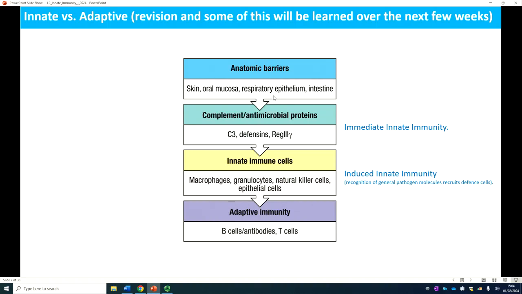So if we look at the innate and the adaptive immune response, you'll be familiar with what we talked about on Monday. We have our anatomical barriers, so we have our skin, our mucosa. Should that fail, we have the immediate innate immunity. So this is our antimicrobial proteins and complement. Complement is something we'll talk about next week. Should that fail, we then have the induced innate immune system. So this is our leukocytes, so our macrophages, our dendritic cells, natural killer cells. And then if that should fail, we then have the adaptive immune response. So this is when we're bringing in our T cells and our B cells, so we're getting antibody production.